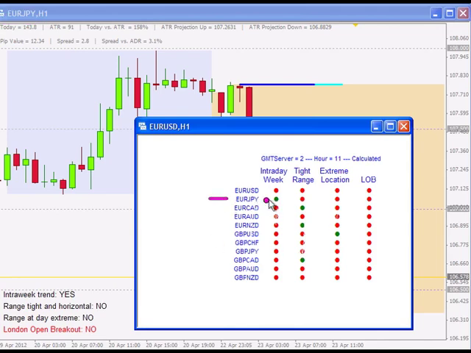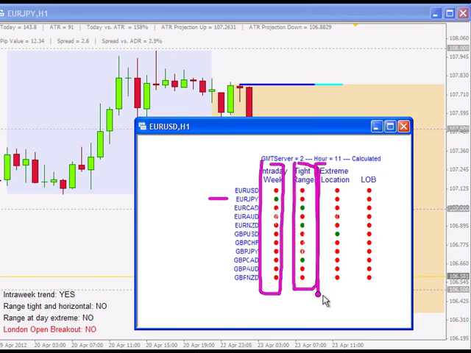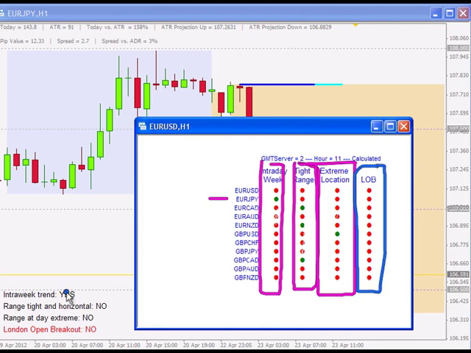So we have 3 columns. Each column obviously represents the 3 pre-entry requirements, and 1 final column for the London Open Breakout strategy as a whole, just as we have 4 different lines here, right? So, is there any intra-week trend on the euro against the Japanese yen? Yes, there is. We have a green dot there, right?